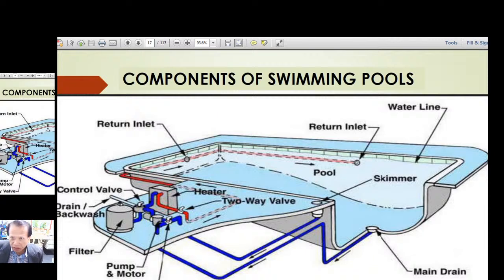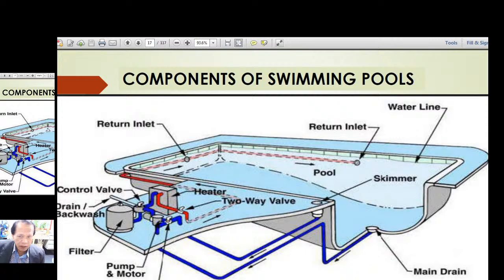Let us start at the right hand or the middle and right here. So we have here the return outlet, and then here is the water line, and then here is the main drain, the bottom, where you have the pipe here going to the infeed of the pump.